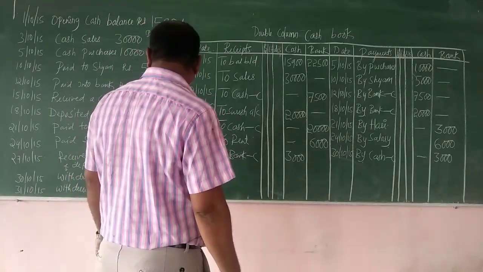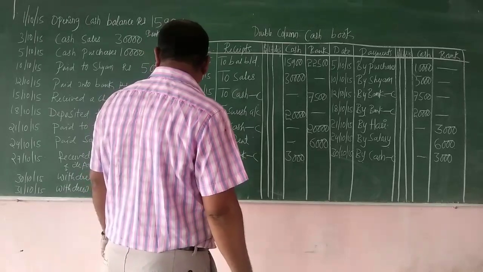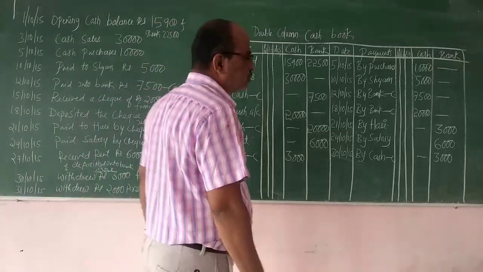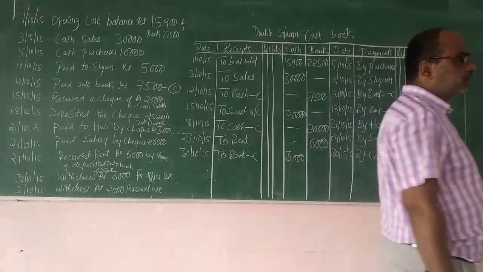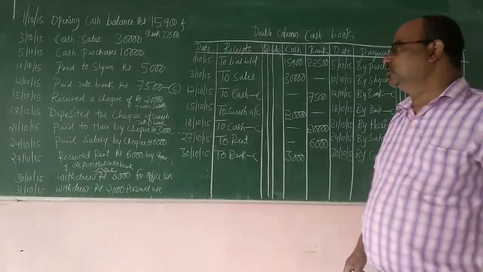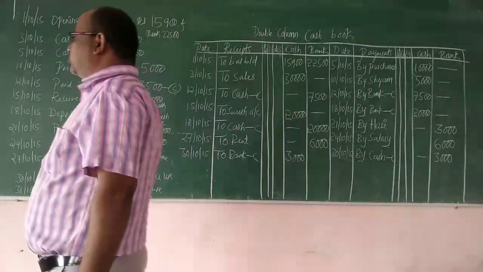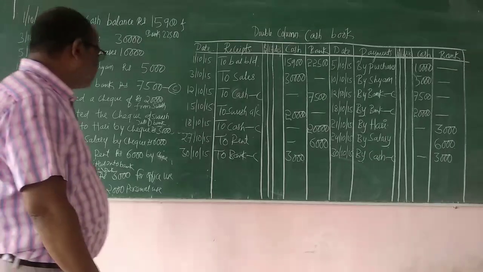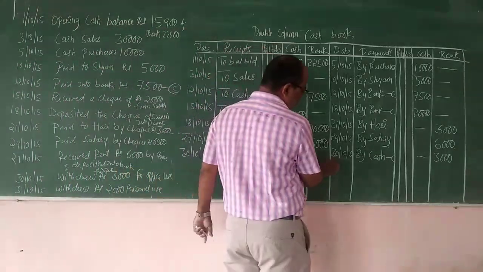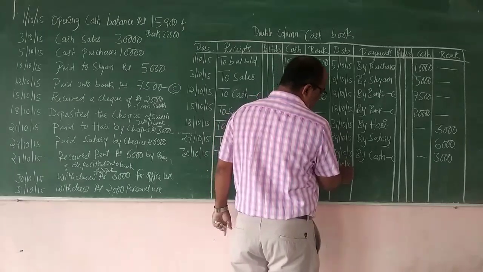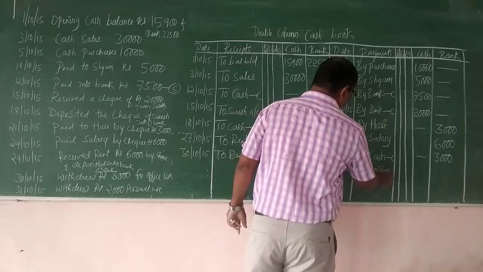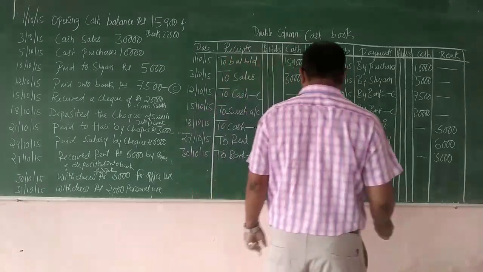And the last, 31/10/2015, withdrew rupees 2,000 for personal use. So this is not for the office use, this is for personal use. And if you are withdrawing the business money for your personal purpose, it will be considered as drawings. So on 31/10/2015, by drawings. So it is not withdrawn from bank, it is withdrawn from cash. 2,000.